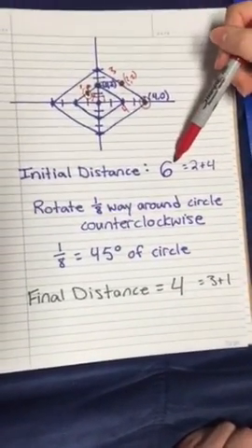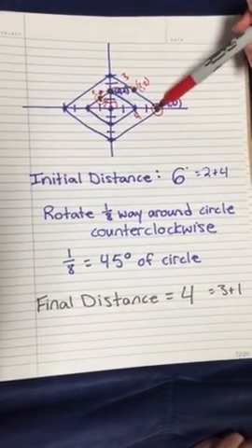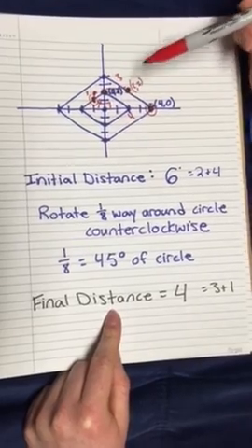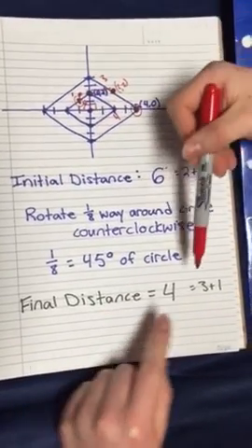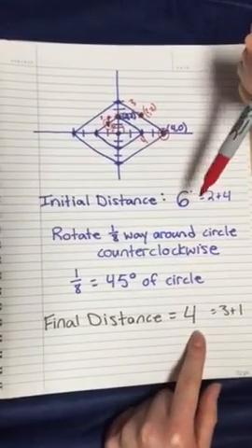So if our initial distance between this point and this point was 6, and our final distance between our rotated points on the same circle is 4, from here and here, then it is not an isometry because the distances are not the same.